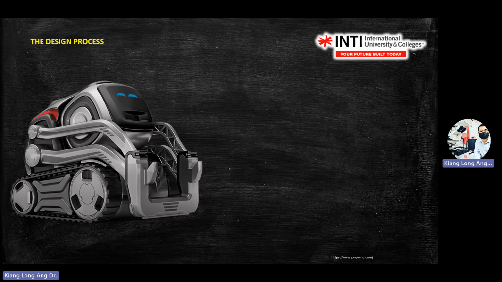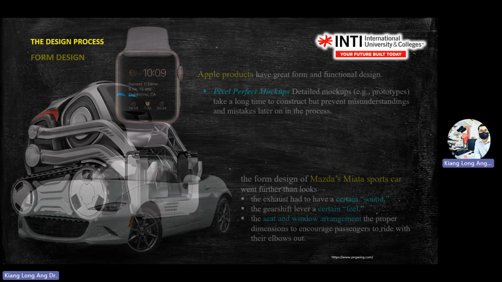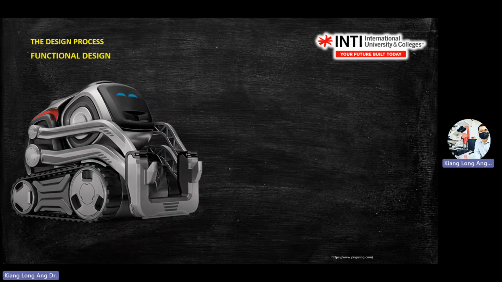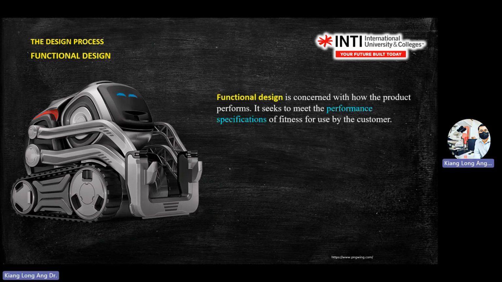Another one is form design. Form design is the outside look, how it attracts your customers. Another one is called functional design. Functional design is where it not only looks good, but it should be able to perform according to what the customer needs. For functional design, they are concerned about the performance specification that they get from the earlier process.